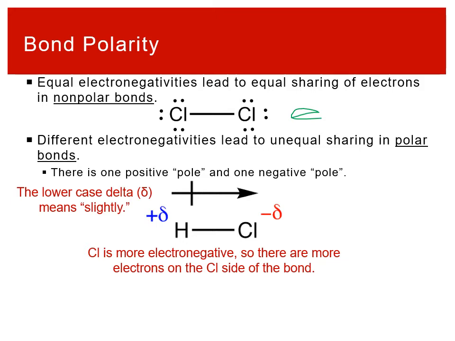And so you'll note we're using these slightlys for the deltas because this is not ionic. This is not a full transfer of an electron. These electrons are still shared, they're just not equally shared. Chlorine's kind of a hog, it's pulling those electrons towards it.